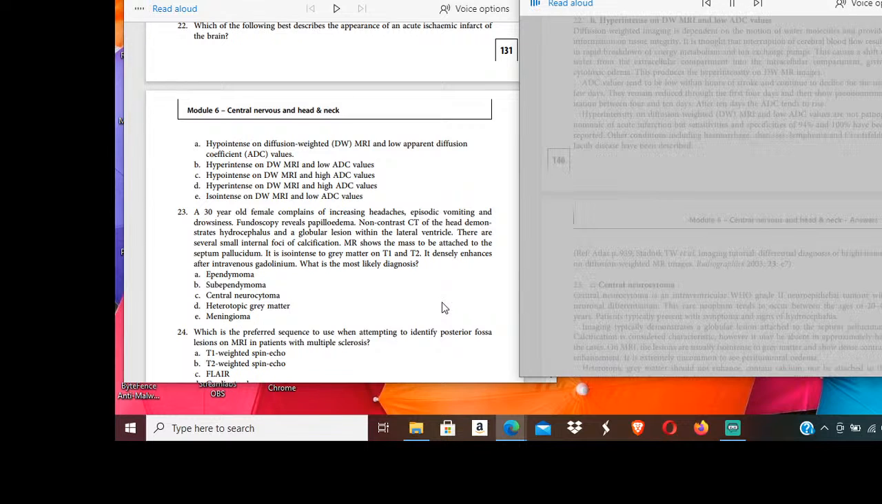B. Hyperintense on DW MRI and low ADC values. Diffusion-weighted imaging is dependent on the motion of water molecules.